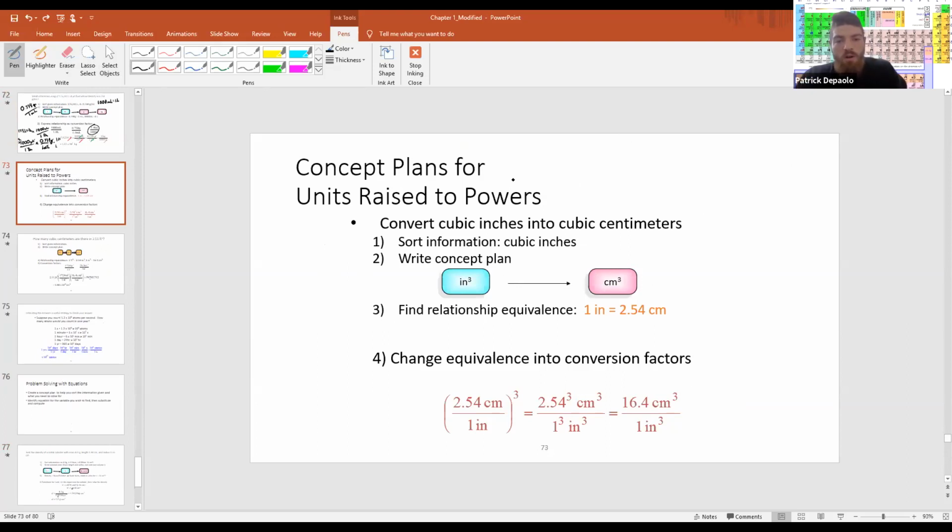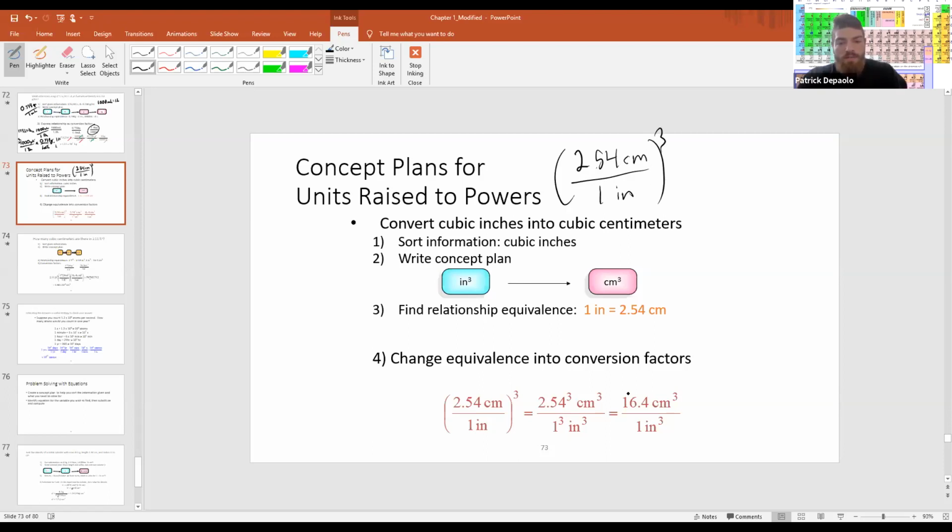So if you want to go from cubic inches to cubic centimeters, or cubic centimeters to cubic inches, here's what you know. You know that 2.54 centimeters is equal to 1 inch. You cannot say that 2.54 cubic centimeters is equal to 1 cubic inch. That's not true.